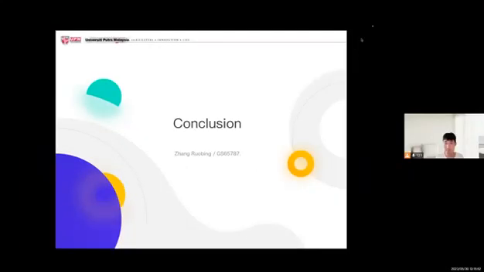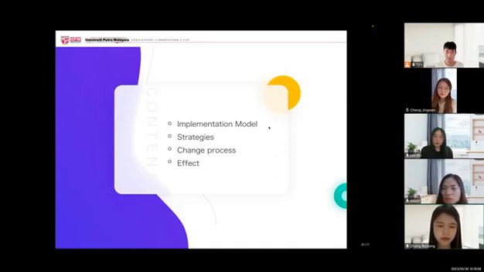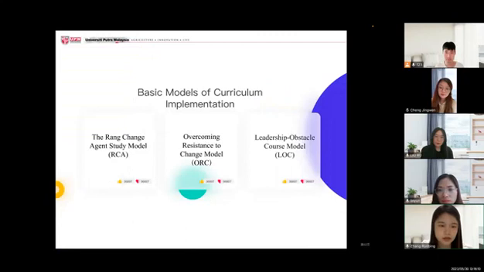Hello everyone, I'm Zhang Rubing. Next, I will review what our group covered today. We are talking about 4 parts. Next page, please. 1, implementation models. 2, strategies. 3, change process. 4, evaluation. Next page.